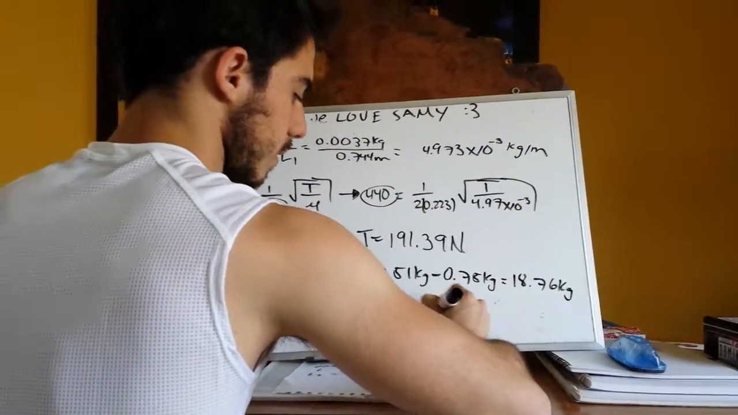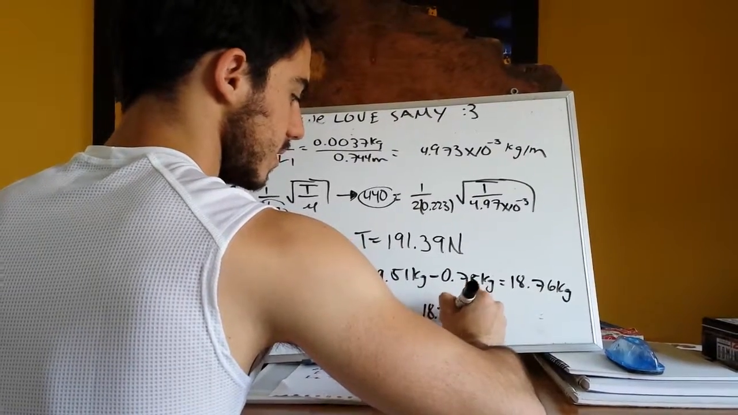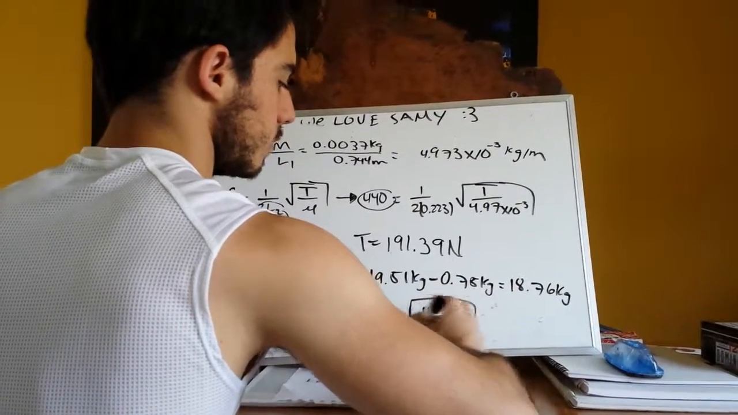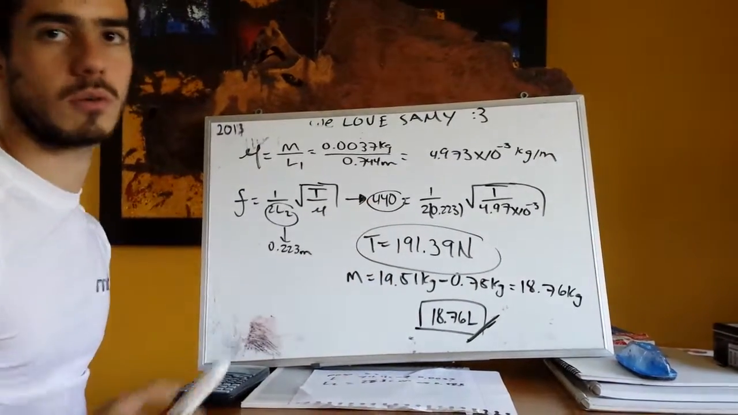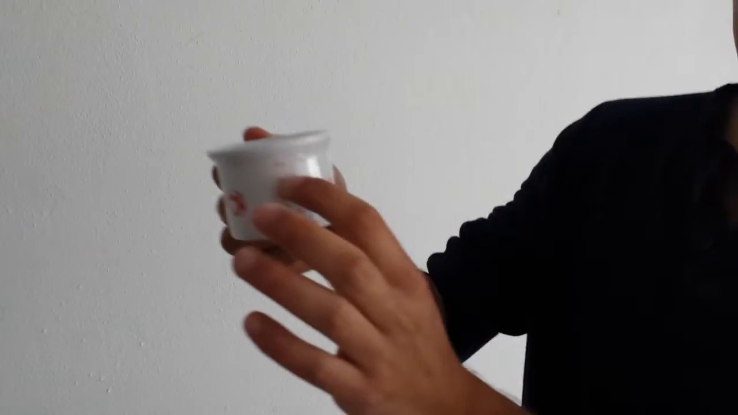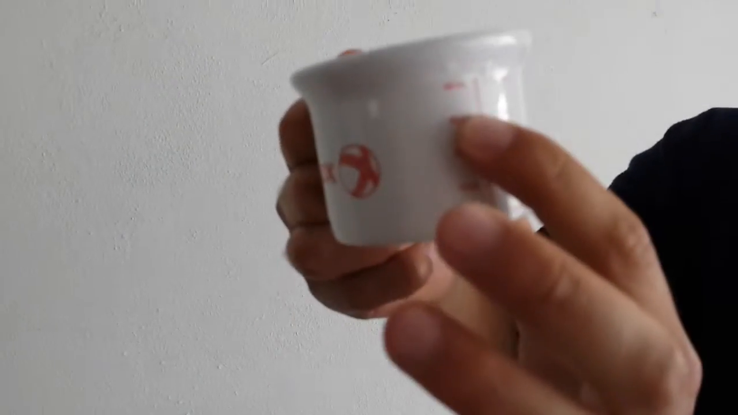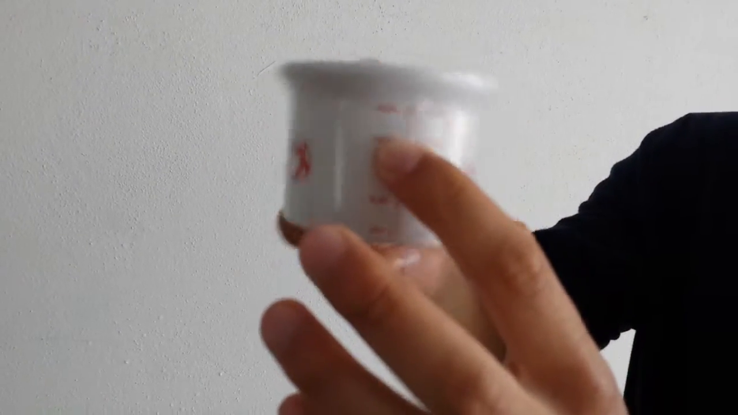It will be about 18.76 liters of water that we have to add to the bucket in order to get to the desired tension, in order to get the 440 Hz. A bucket with 19 liters, so we have to get a little of that 19 liters out of the bucket with this 40 milliliters cup.